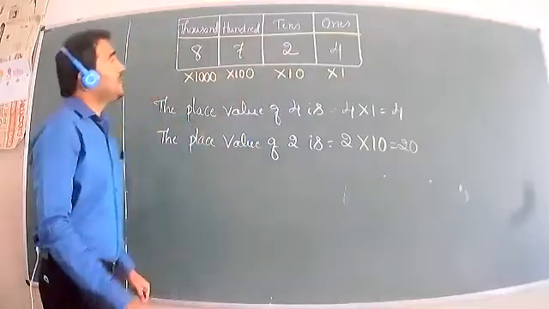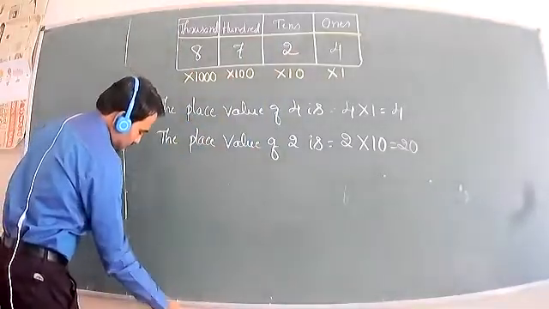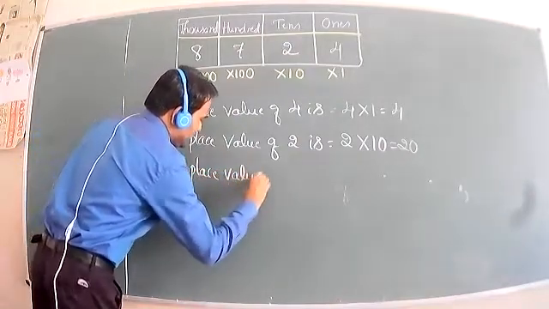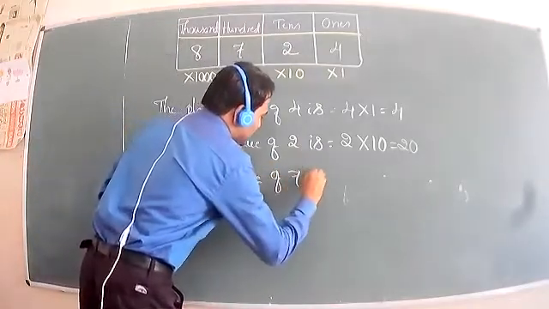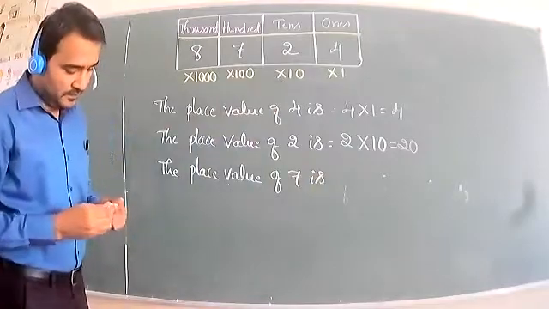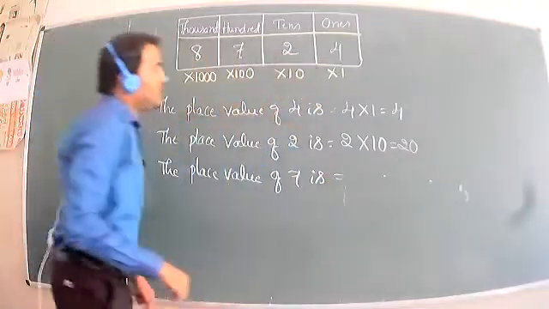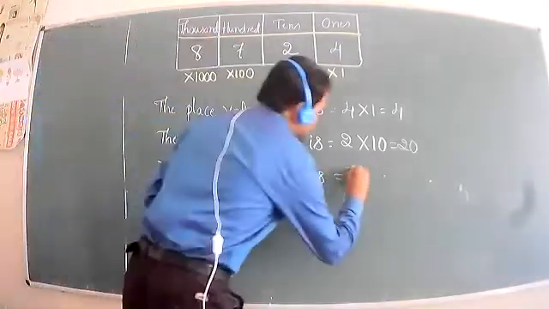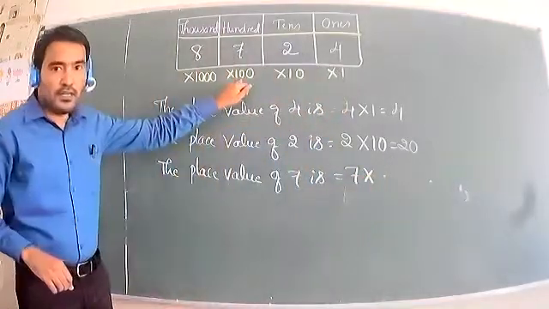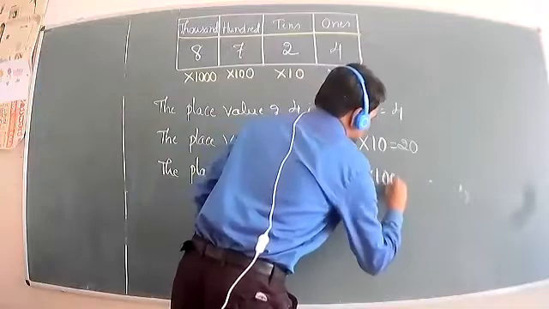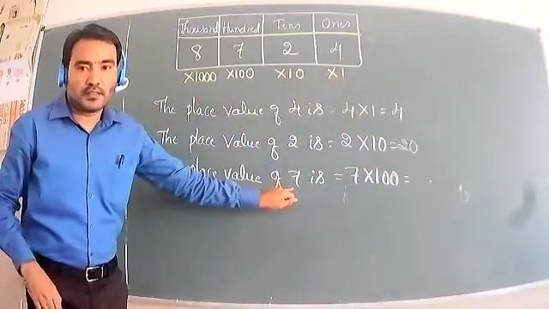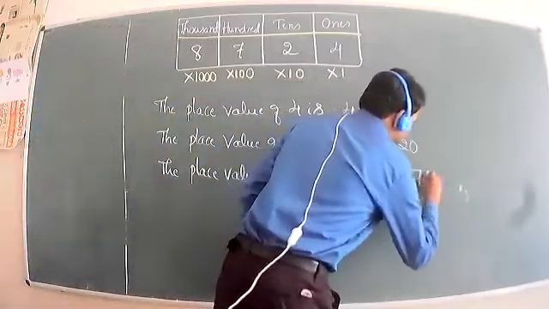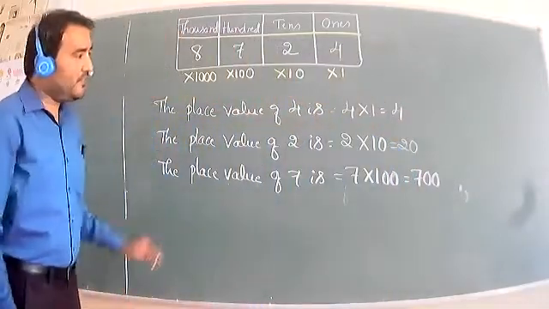So now go for the place value of 7. What is the position of 7? It is in the hundreds. Keep in mind. The position of 7 is hundreds. We get the place value. How much to multiply? 100. So what is the place value of 7? 7 into 100, 7 times 100 is 700. Okay, a very easy concept, understand.